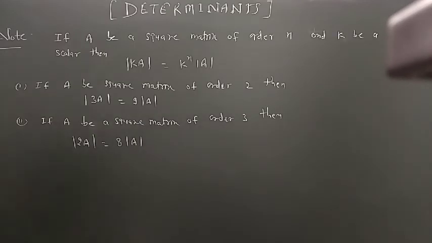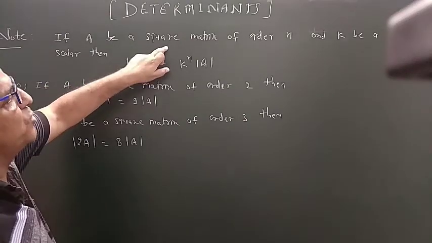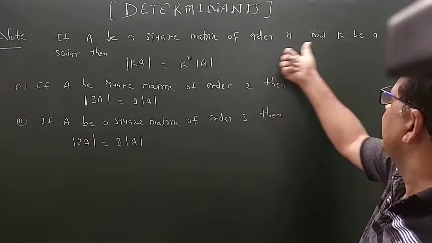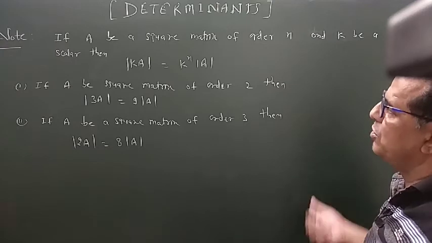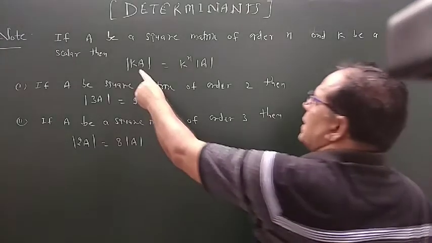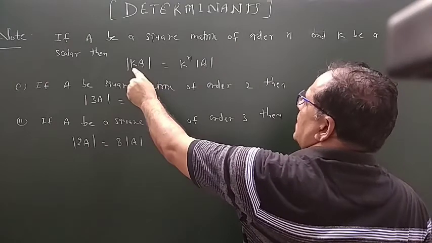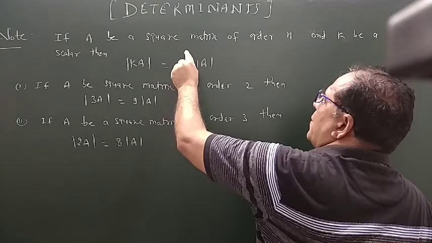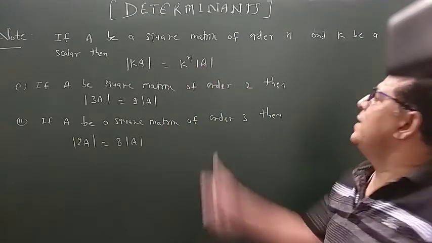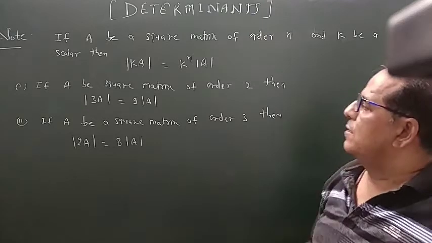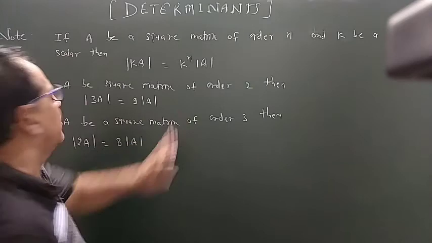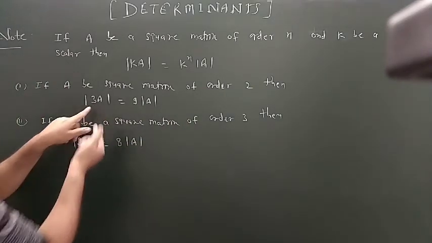Now an important property is there. If A be a square matrix of order n and K be a non-zero scalar, then determinant of K into A, here K is the scalar, A is the square matrix, determinant of KA is equal to K to the power n determinant A, where n is the order of the given matrix.